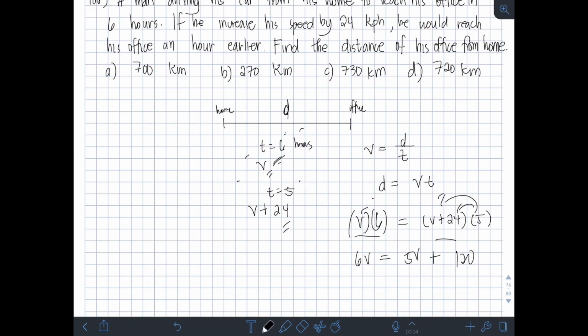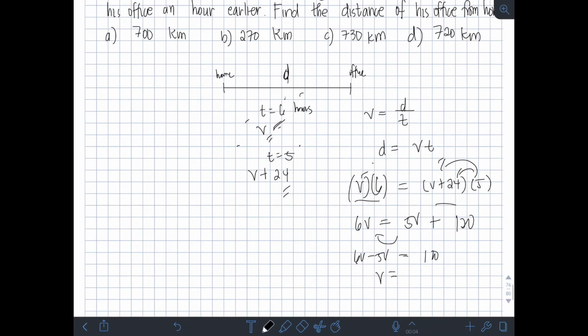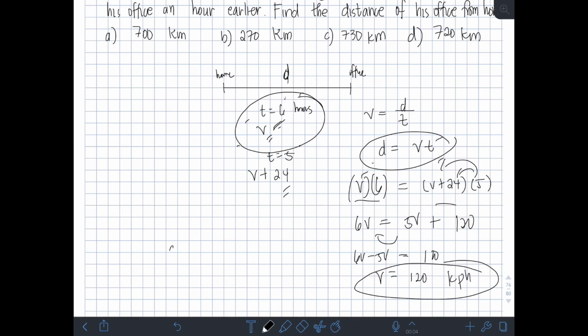Okay? So, transpose si 5V. So, 6V minus 5V is equal to 120. V is equal to 120. So, ito yung velocity niya, 120 kph. Ngayon, to solve for D, di ba D is equal to V times T? So, using this condition, distance is 120 kph times time na 6 hours. So, therefore, distance is equal to simply 120 times 6 or 720 kilometers.